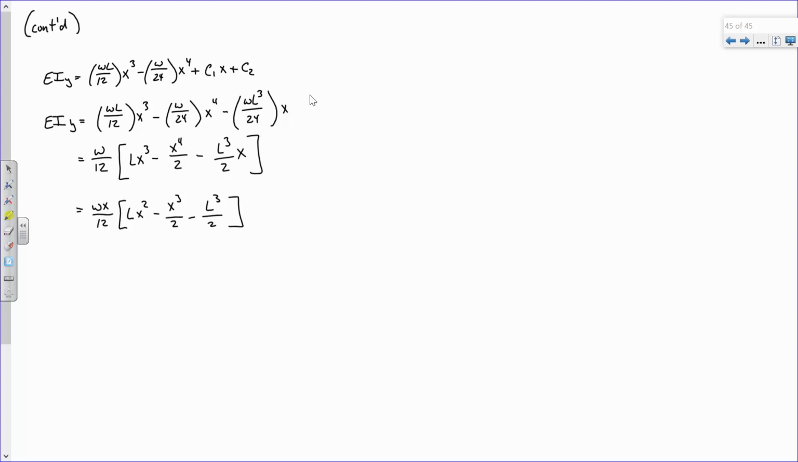If you want, we can rewrite that. We can say EIY, or Y of X equals WX over 12 EI times LX squared minus X to the third over 2 minus L to the third over 2.